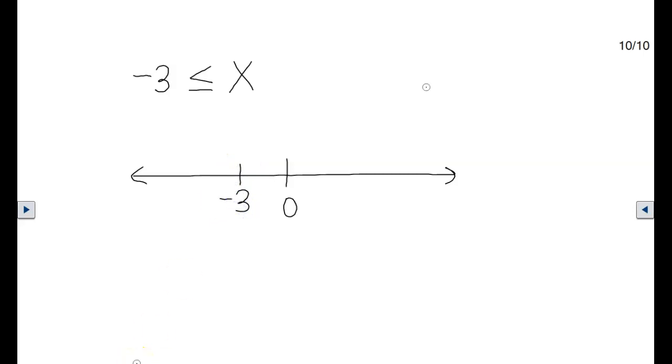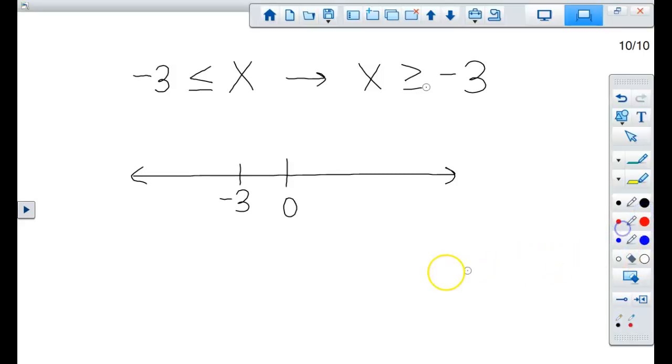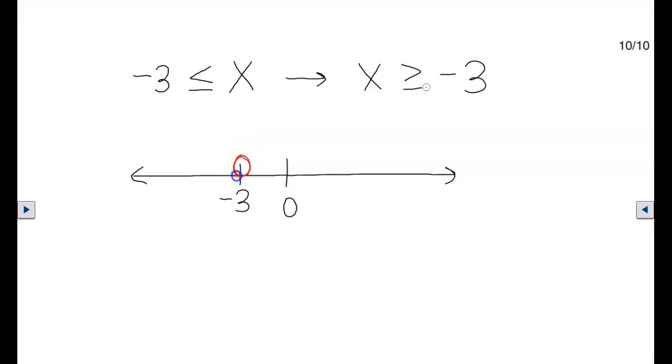Now, I bet you all could already guess I don't like this one because it doesn't start out talking about x. It starts out talking about -3. So if -3 is less than or equal to x, then that means x has to be greater than or equal to -3. So we can see from this that -3 would get that filled in circle. And then x is greater, so I would go to the right and fill in the arrow on the right.